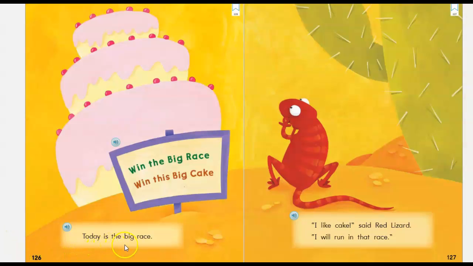Today is the big race. I like cake, said Red Lizard. I will run in that race.